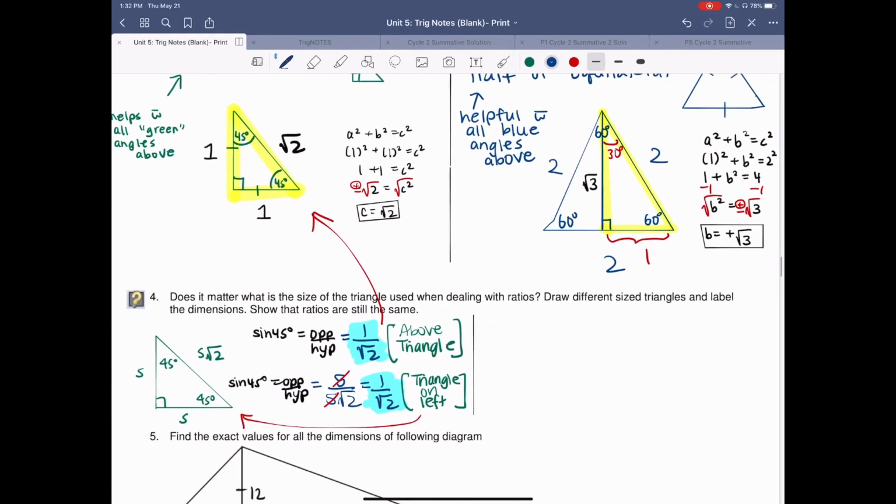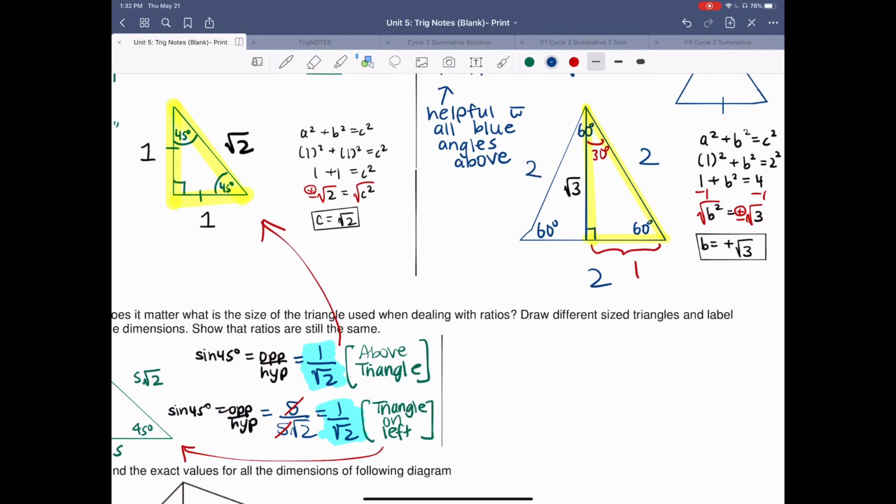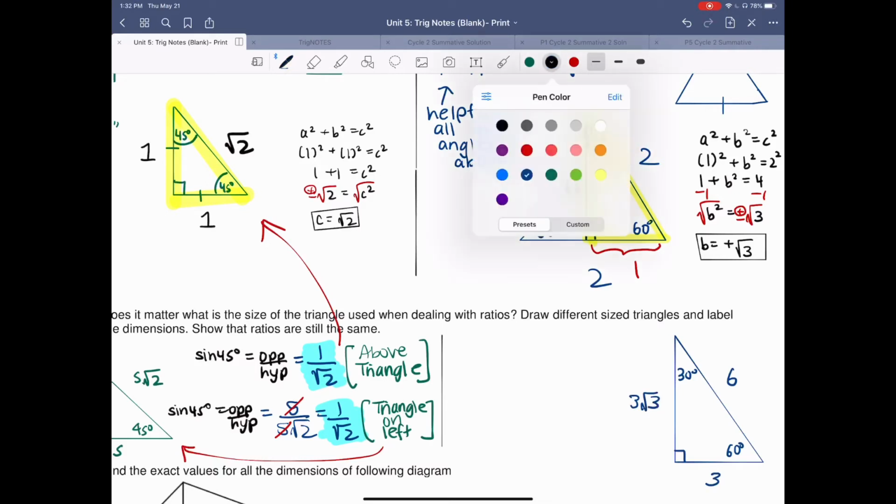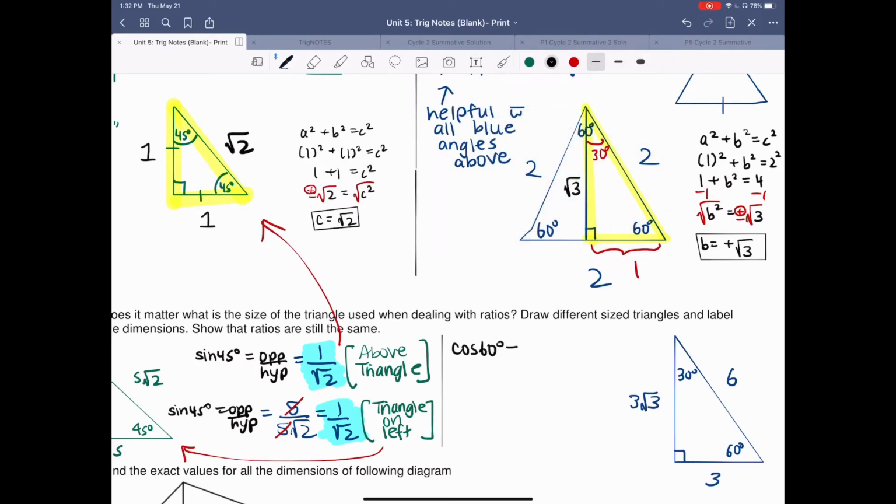This time, I have a different version of the blue triangle with angles of 90 degrees, 60 degrees, and 30 degrees, with a hypotenuse of 6, and 3 and 3 square root 3 as the sides. I have cos 60 degrees, which is adjacent over hypotenuse, and cos 60 again for adjacent over hypotenuse. For the above triangle, we have an adjacent of 1 and a hypotenuse of 2, and so we get 1 over 2.